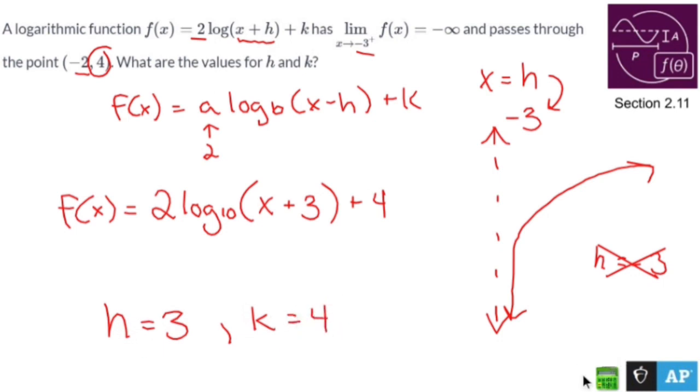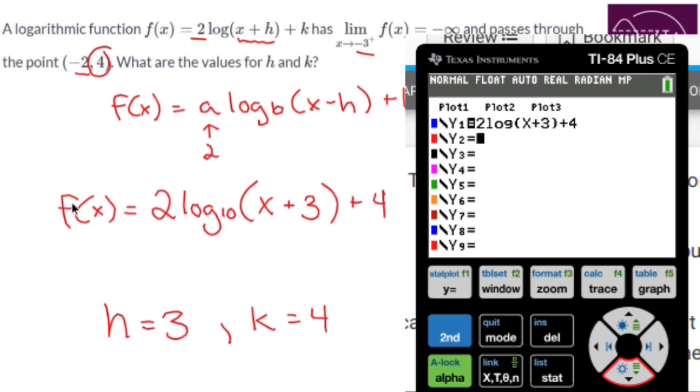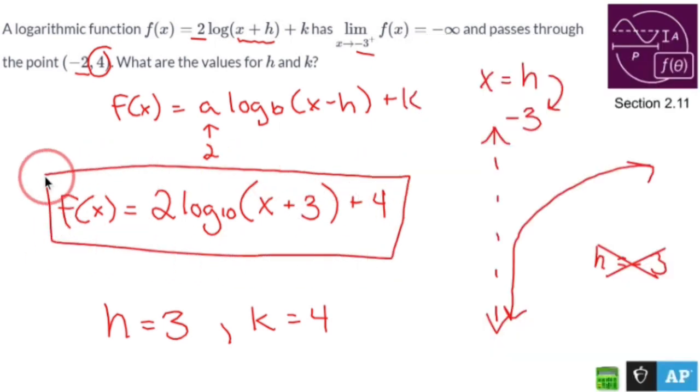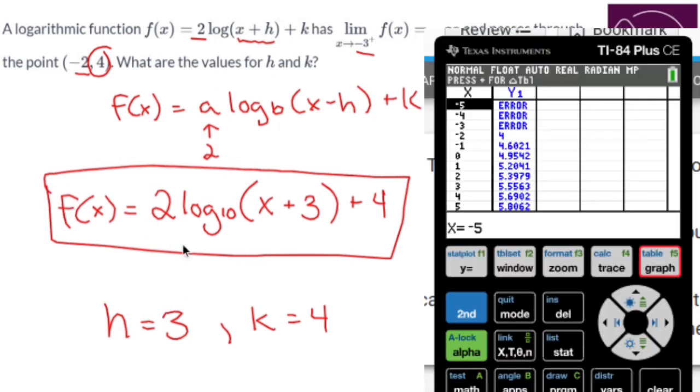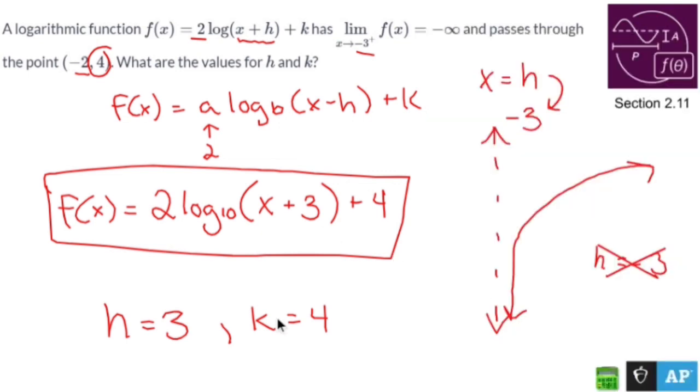But again, the reason why the calculator here might be useful is if you were to graph this guy right here into a graphing calculator and double check your table, because it would go through negative 2, 4. Just make sure it goes through negative 2, 4 on your table, and you'll be in good shape.